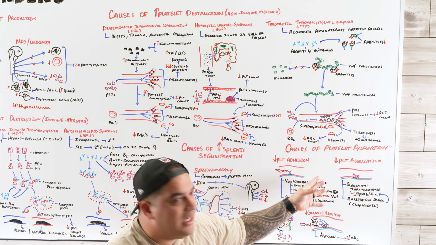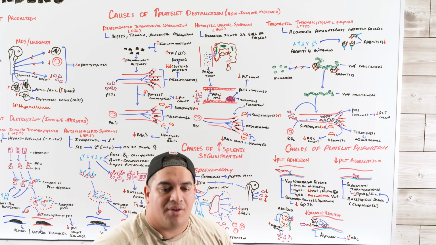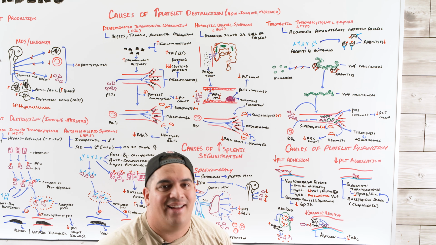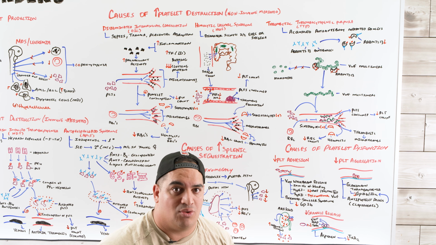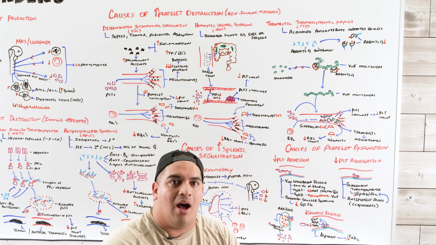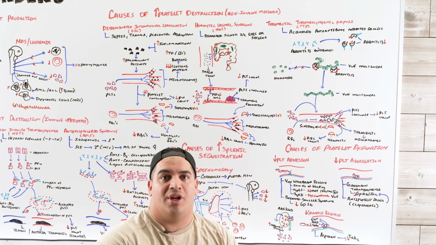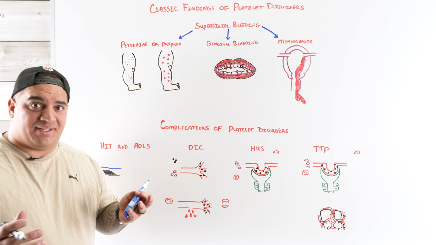My last thing that we need to talk about before we finish off and go into the diagnostic approach is, what are some good key classic findings that are pretty consistent in patients who have platelet disorders? And then to round it all out, what are some specific complications that help us to differentiate some of the types of platelet disorders? All right, my friends, so now we're going to talk about some of the classic findings that we can see in platelet disorders.